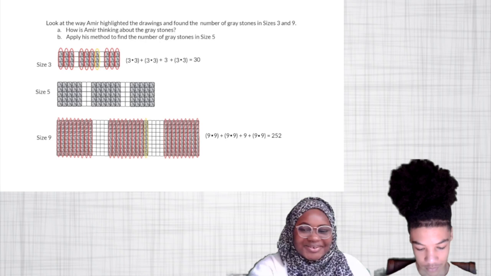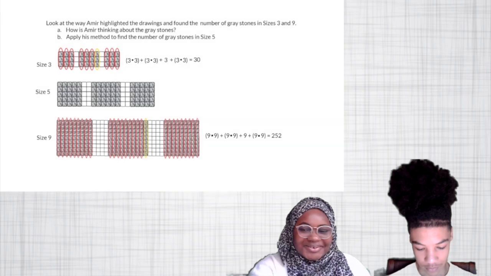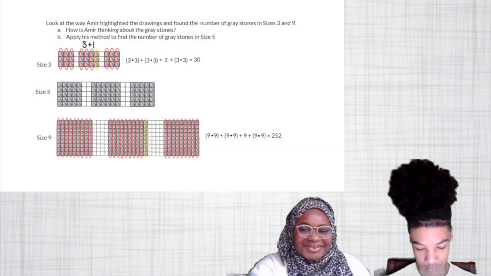Halim and E.T. have noticed several patterns in Amir's very long method. First, Halima noticed that 3 times 3 represented the stones in the first box or section. For the second section, Amir found the number of stones by multiplying 3 by 3 and adding 3. Did you notice that Halima says this is like adding 3 plus 1?